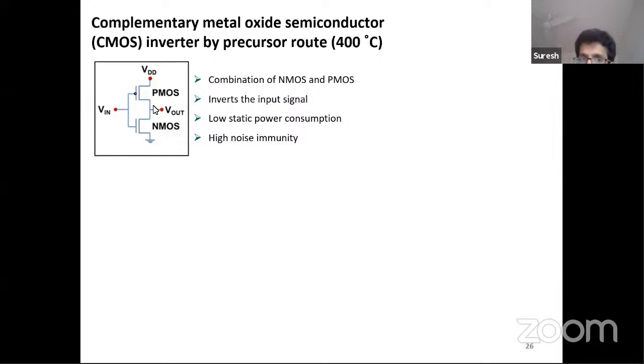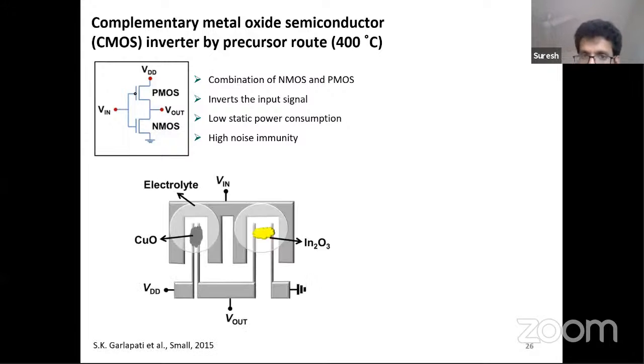So PMOS is nothing but a P-type semiconductor based transistor, and NMOS is an N-type semiconductor based transistor, where you can have a combination of these two with the input voltage, output voltage and also drive voltage. So what happens is when you apply a high input voltage, your output voltage will be low, or the output current will be low, and vice versa. So that is called the CMOS inverter.